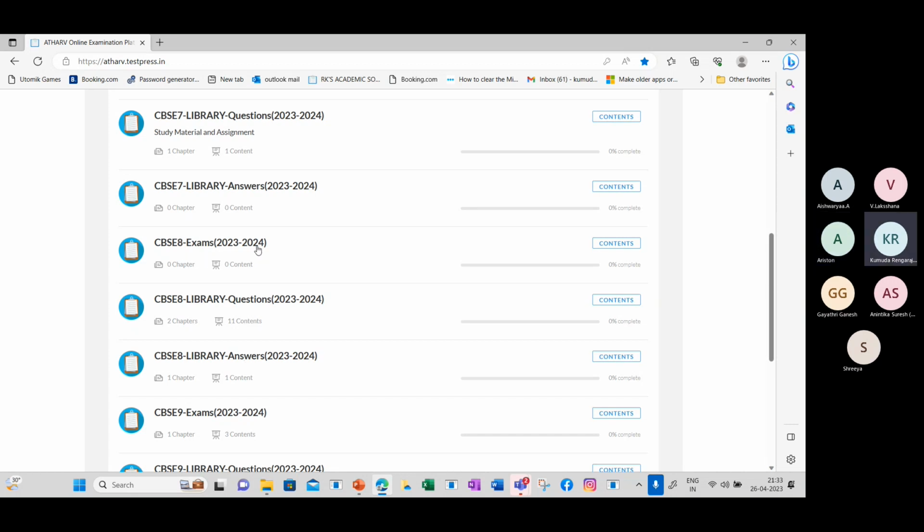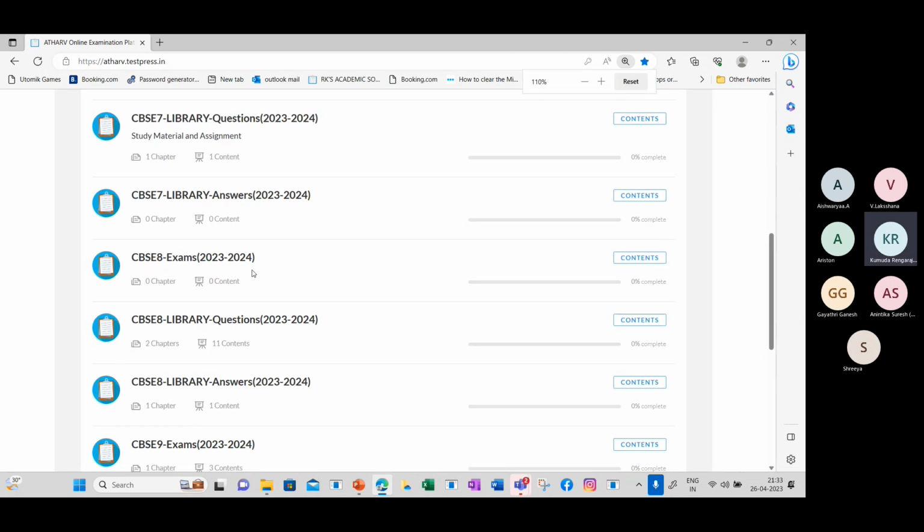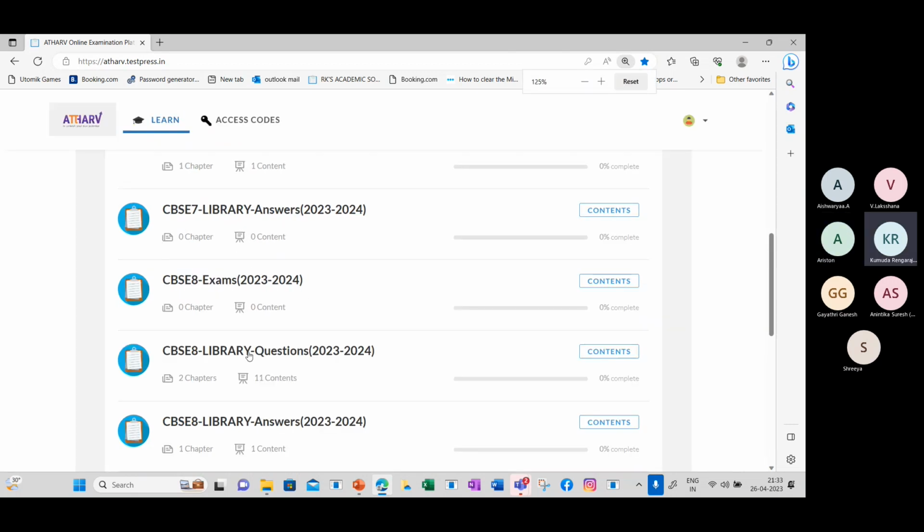So now further you can explore. In exams, you can see the exams which are available for you. But as of now, you can see the content, 0 chapter, 0 contents. I've zoomed in now. Now let me take you to the library questions. So you can see the contents alongside here.